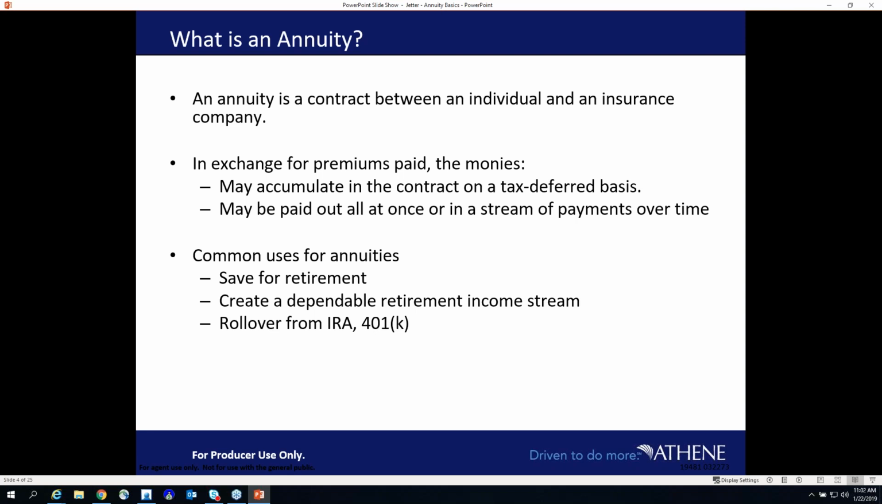Some common uses for annuities are to save for retirement. Very, very big retirement savings vehicle. To create a dependable retirement income stream, we do have some great guaranteed products that will guarantee income for as long as your clients live. Also, it's a great opportunity to roll over those funds from an IRA or old 401ks. We see a lot of business coming from clients who are retiring, want to set up a personal income stream, or possibly just something with 100% downside protection so that they know their money is safe, but they still have a nice possibility for some great accumulation as well.